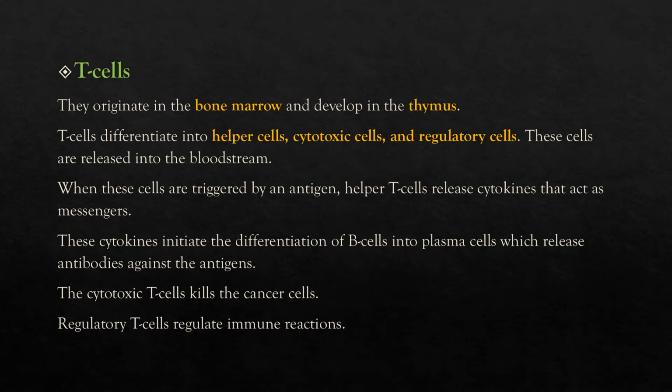T cells. They originate in the bone marrow and develop in the thymus. T cells differentiate into helper cells, cytotoxic cells, and regulatory cells. These cells are released into the bloodstream. When these cells are triggered by an antigen, helper T cells release cytokines that act as messengers. These cytokines initiate the differentiation of B cells into plasma cells, which release antibodies against the antigens.